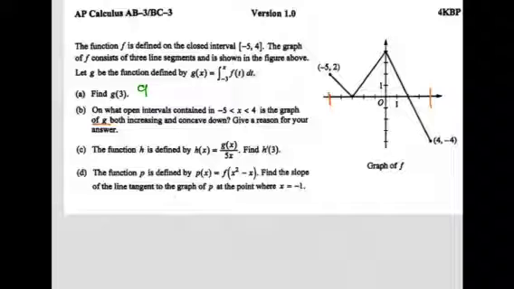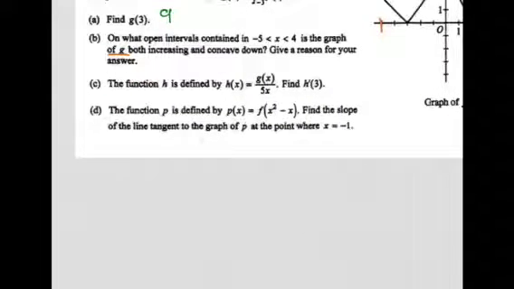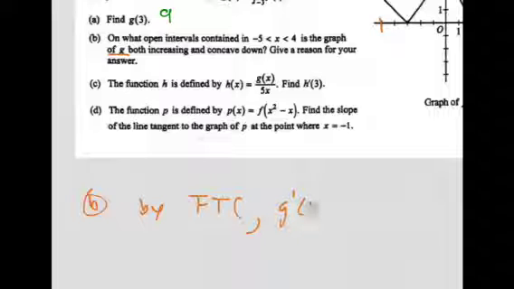If we had the graph of g, to find out if it was increasing or decreasing, we'd have to look at the slope of g. But the slope of g is the derivative. By the fundamental theorem of calculus, we know that if we took the derivative of g, we would get f if we just plug in that x. Hopefully you remember that. So this is part B. By the fundamental theorem of calculus, g prime of x equals f of x.